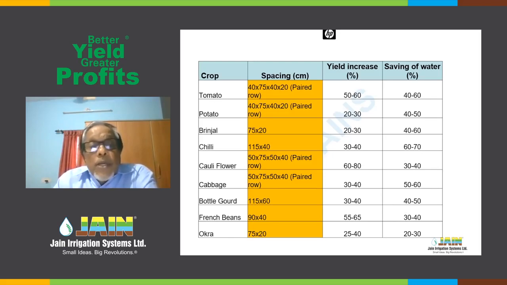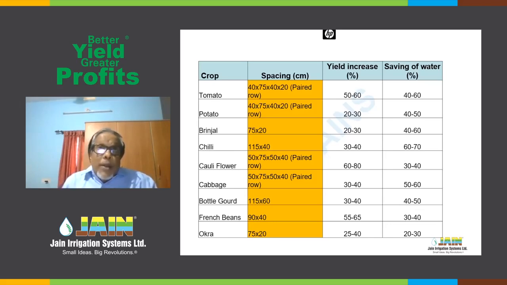Potatoes, 20 to 30% yield. Brinjal, 75-20 is a single row in a drip line. So 20 to 30% because it has got a flat umbrella type of canopy. You cannot accommodate too close. Chili, you have cauliflower. Cauliflower is one interesting crop. Usually it used to be one row and next row like that. Here we made it into paired row. 80% increase. Cabbage, same thing. Bottle gourd, French bean, okra.